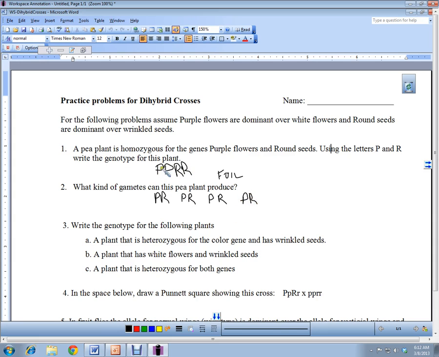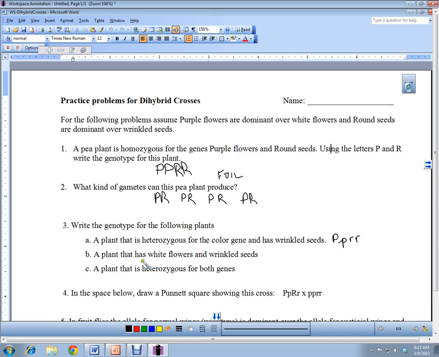I hope you see the pattern that since all of the letters were capital, in our gametes we'll have all capital letters as well. So let's go down to number 3. Write the genotype for the following plants. A plant that is heterozygous for the color gene and has wrinkled seeds. So let's do the color gene, our P's, and it's heterozygous, which means it's going to have a capital P and a lowercase p. It also has wrinkled seeds, so we're going to do 2 little r's, because wrinkled is recessive.